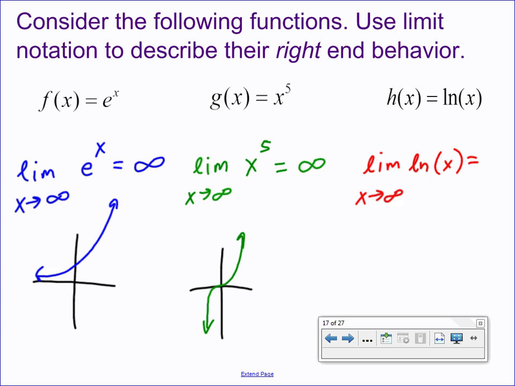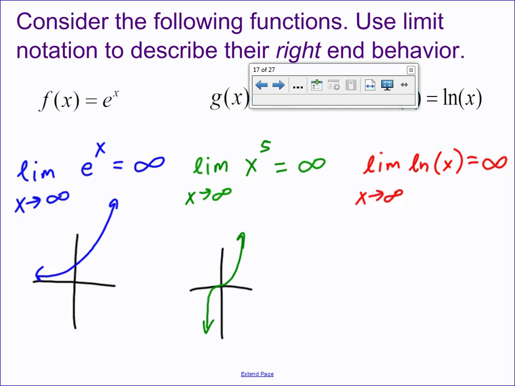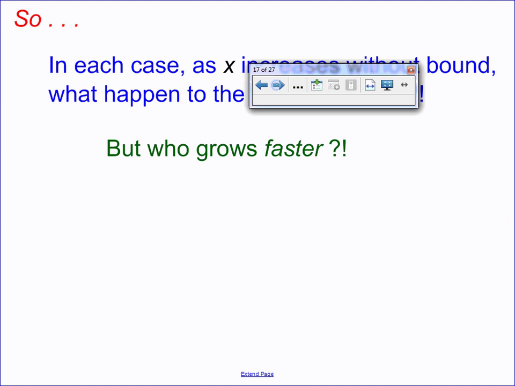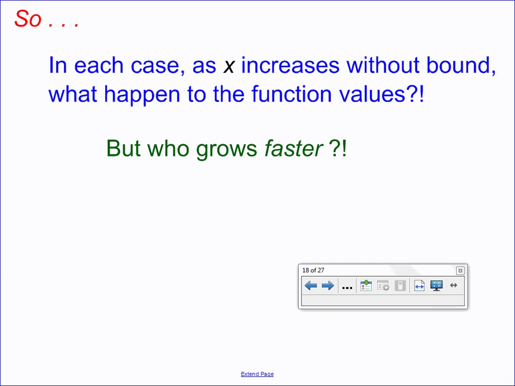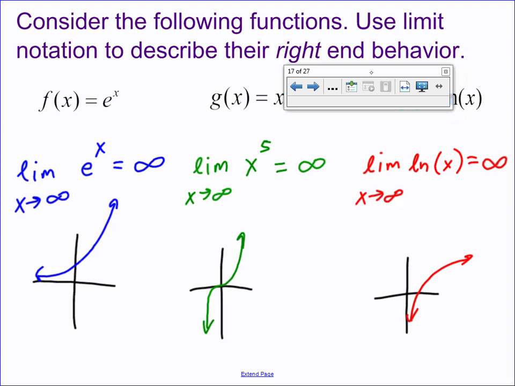So here we've got one, two, three different cases. As x increases without bound, my function values also increase without bound. A more interesting question is, as x increases without bound, what happens to the function values? They all go to infinity, but who grows faster, right? Who grows faster? So for this, it's not enough to rely on my haphazardly drawn, though pretty color-coded, graphical representation by hand, right? We can now consider growth rates, relative growth rates.